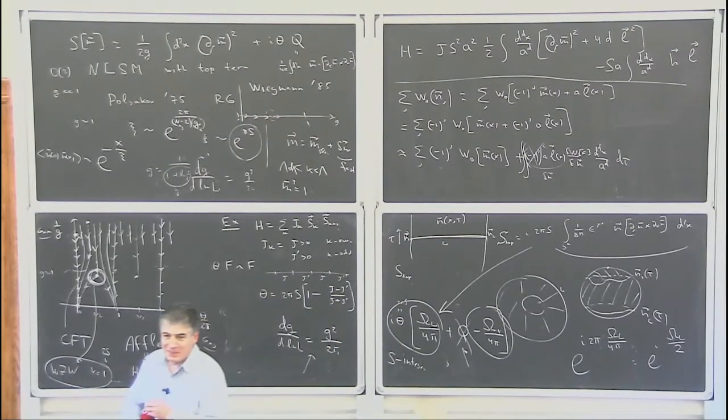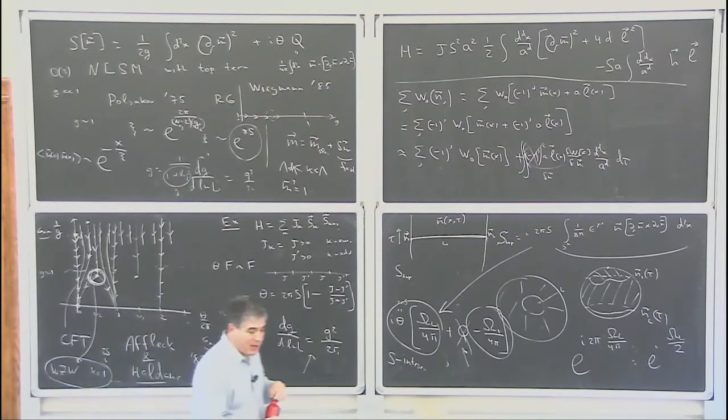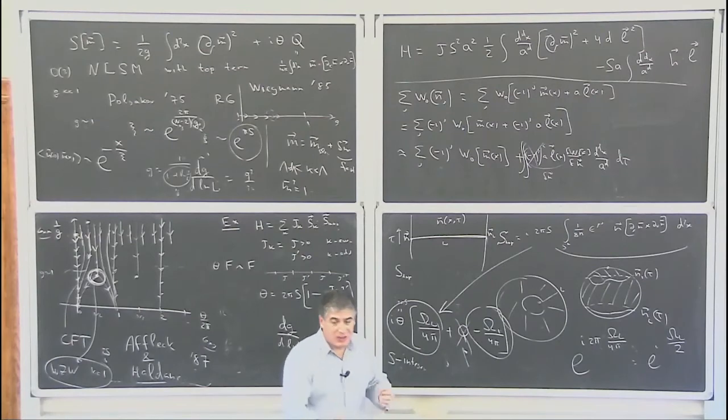Somebody should guess. One spin. It's the action of one spin. What is the value of that spin? One half. So prediction: you take a Heisenberg spin chain with spin one.